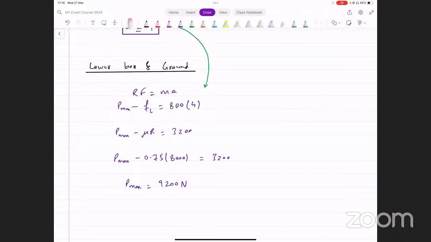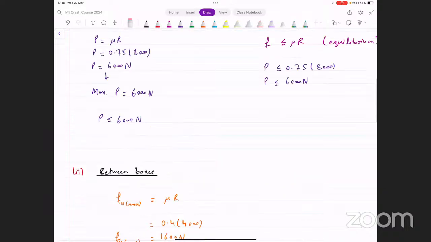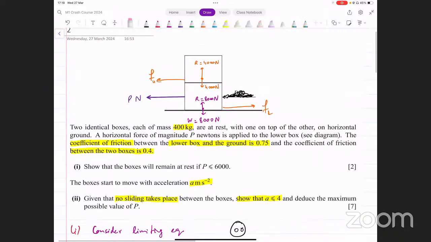So the P max is the value of force which can be maximum applied before the acceleration goes beyond 4, right? Yes, exactly. So if P was any more than 9200 Newton, acceleration would become more than 4. And if acceleration becomes more than 4, that means the friction between the upper box and the lower box is not going to be able to handle that, and the object is going to slide down. So okay, this is the maximum possible force that keeps the acceleration equal to or less than 4. Okay? Okay, sir.